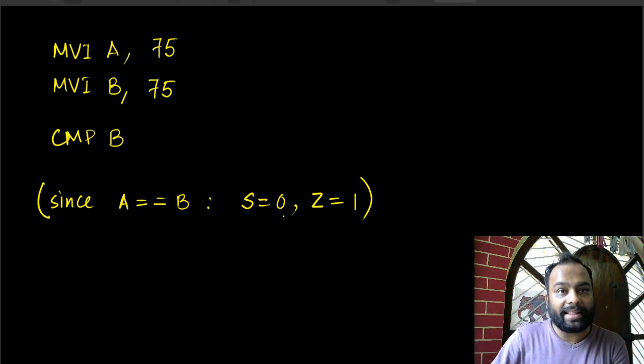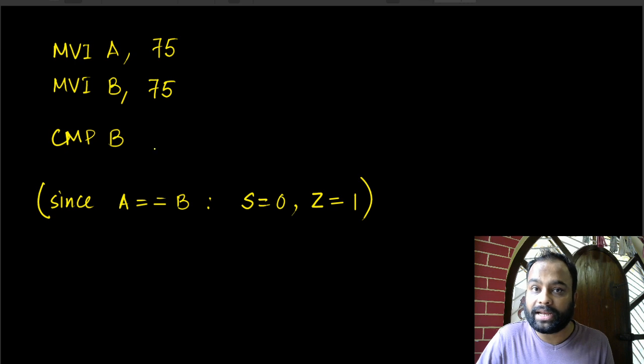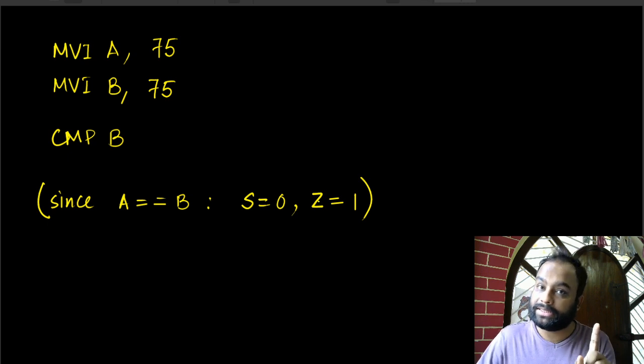So by looking at the sign flag and the zero flag, we would be able to understand that these two numbers are equal. Under the hood it did some subtraction and the subtraction resulted in a 0, and because of that we would know that the zero flag has been set. By looking at the zero flag, we can see that this result must have been so because these two numbers were identical.